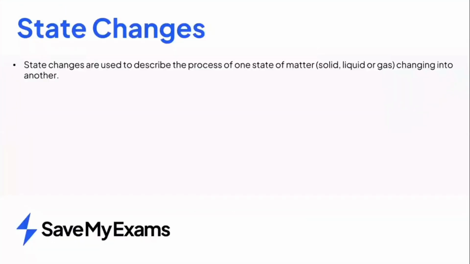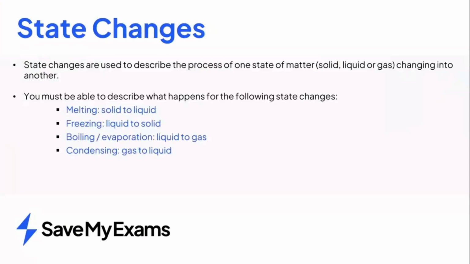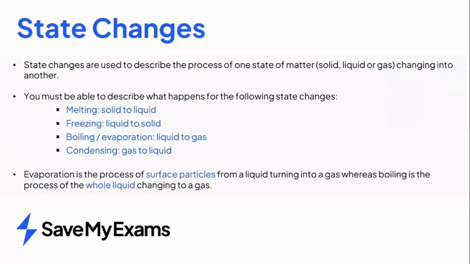In summary, a change of state occurs when a solid, liquid or gas turns into another one of these states. You must know the following changes of state, including melting, freezing, boiling and evaporation, and condensing. Remember, evaporation and boiling are different because evaporation involves only the surface particles of the liquid changing into a gas, whereas boiling is the process of the whole liquid changing into a gas.